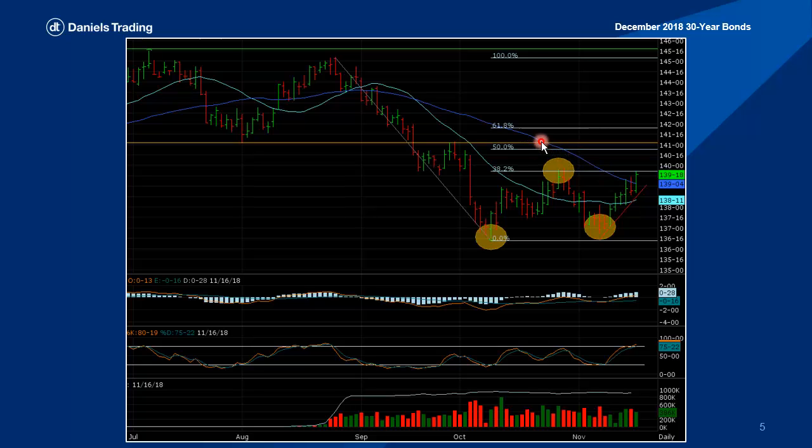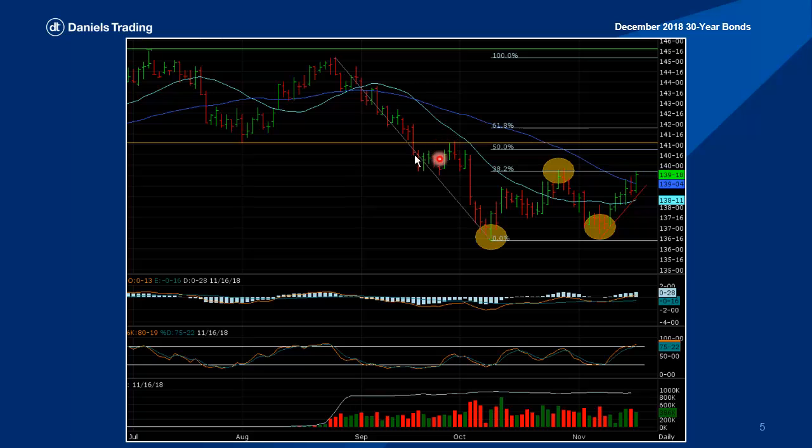Upside target, there's potentially some resistance. This is a 50% Fibonacci retracement of this sell-off here. So there could be some resistance up in this level. If we can break through these points, that high right there, just to give you the price point, is from September 28th, and that high was 141.04.